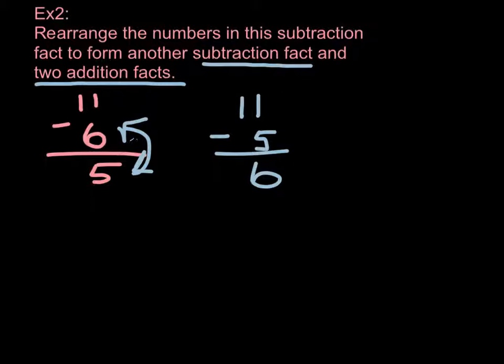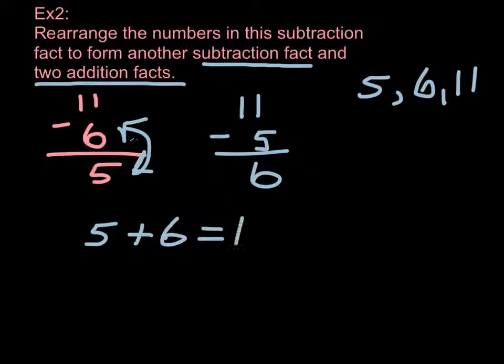Now I want 2 addition facts. Well, I'm thinking to myself, what 2 numbers could I add together and get the other number? Remember, we're working with a fact family. We're working with the digits 5, 6, and 11. So I have to use those. Which of those 2 numbers could I add together and get the other one? Well, the pattern that you're going to see is usually you can add the 2 smaller numbers together to get the bigger number, right? So there's an addition fact.